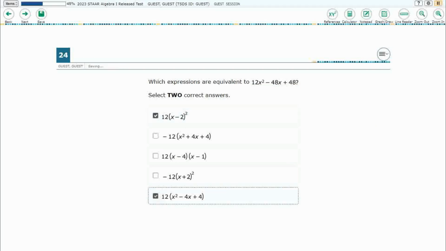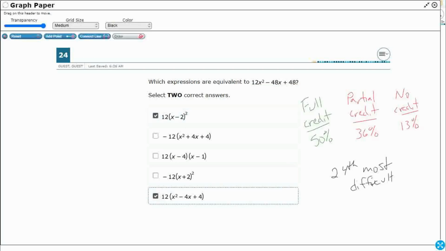Let's see how we did across the state of Texas. So this was tied for the 24th most difficult. We see just half of the students got full credit, both points here. Now, if you take your full credit and your partial credit, that's 86%. So that's decent, but this is, remember, just 1 point out of a 2 point, so this is still missing something.